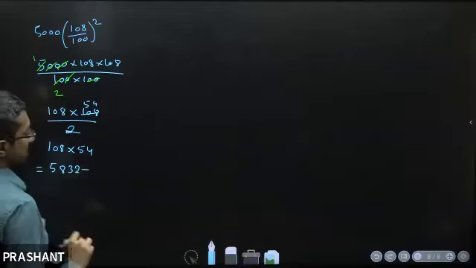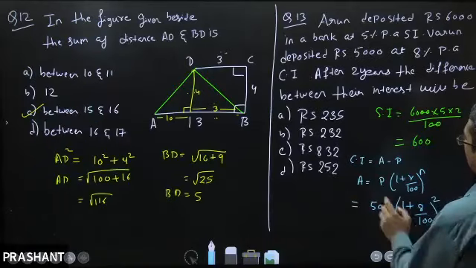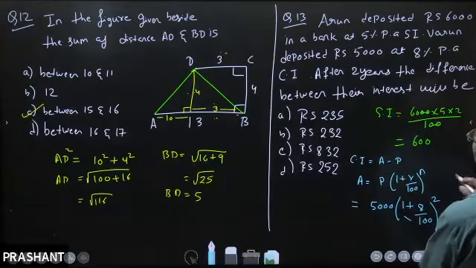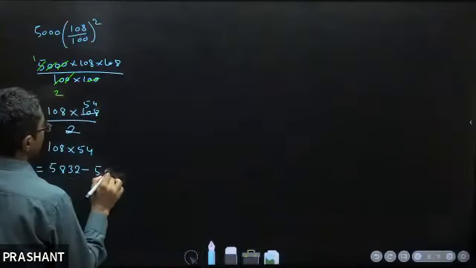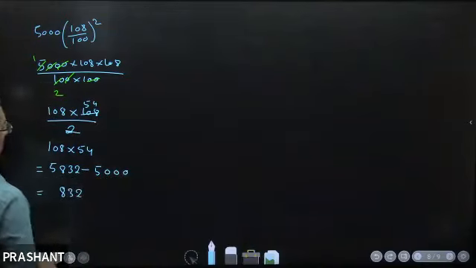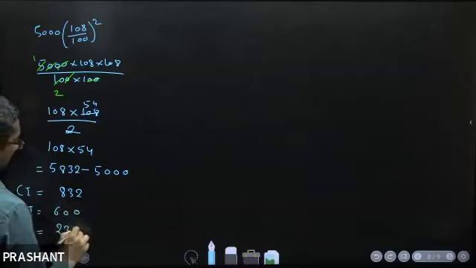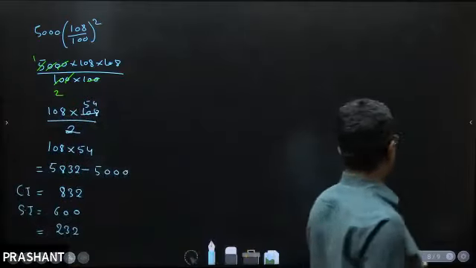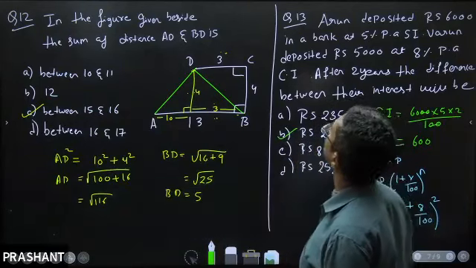5832 minus क्या करना है हमें? Amount minus principal. So principal was rupees 5,000. Correct? So minus 5,000. So that is 832. So we got a compound interest as 832 and simple interest was rupees 600. So the difference between two is 232. Correct? So the correct answer is rupees 230.